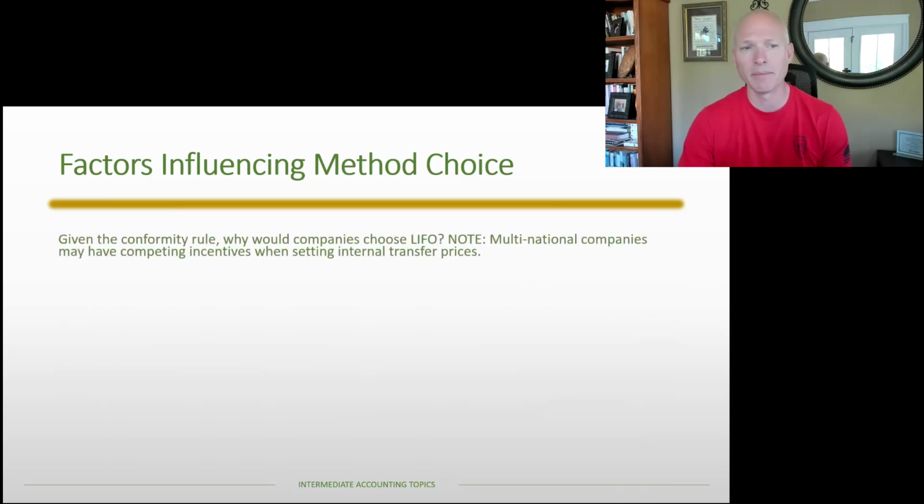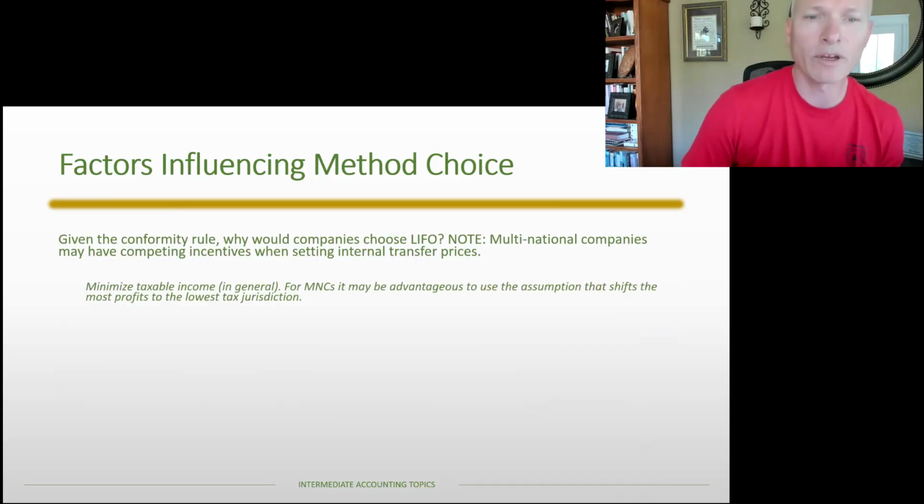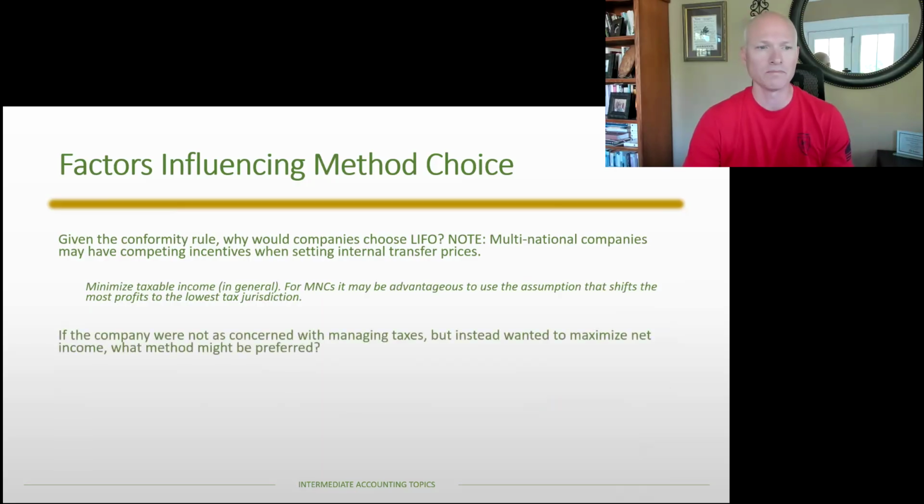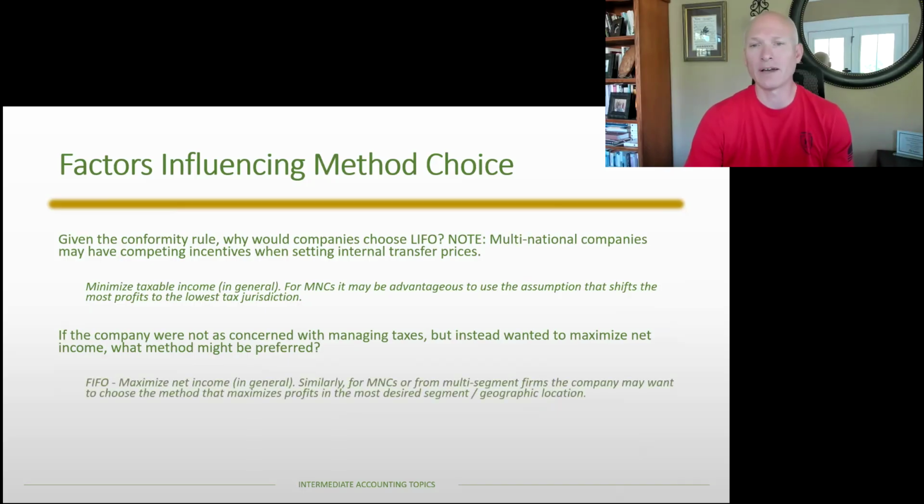All right, so again, back to this question, why would companies choose LIFO? Again, we're trying to minimize taxes, taking advantage of being able to increase your cost of goods sold. If they weren't concerned about taxes, then what system might make a little more sense? Well, in this case, the one that's probably going to make a little more sense is FIFO because it's going to report higher net income. And generally speaking, companies prefer higher rather than lower net income. And so a lot of times they're going to choose FIFO if taxes really aren't their main concern.